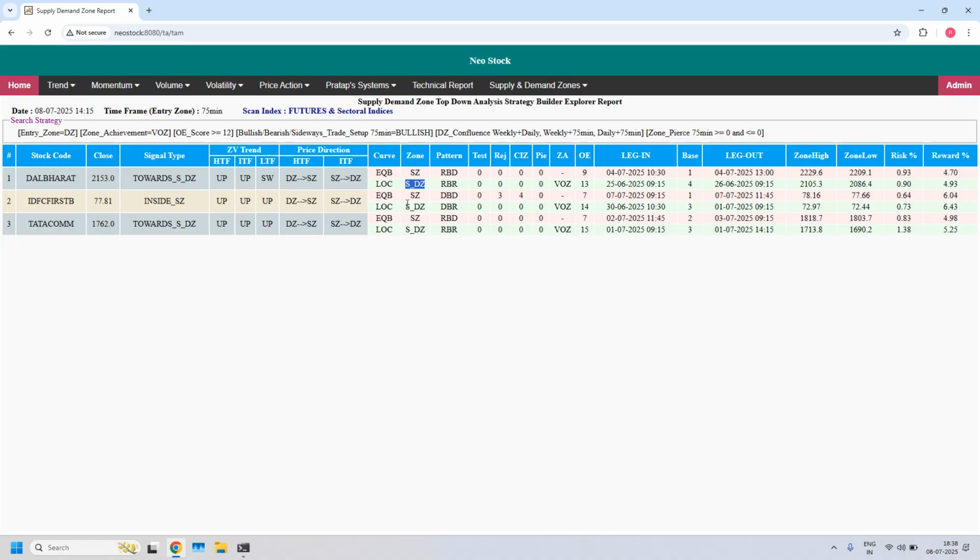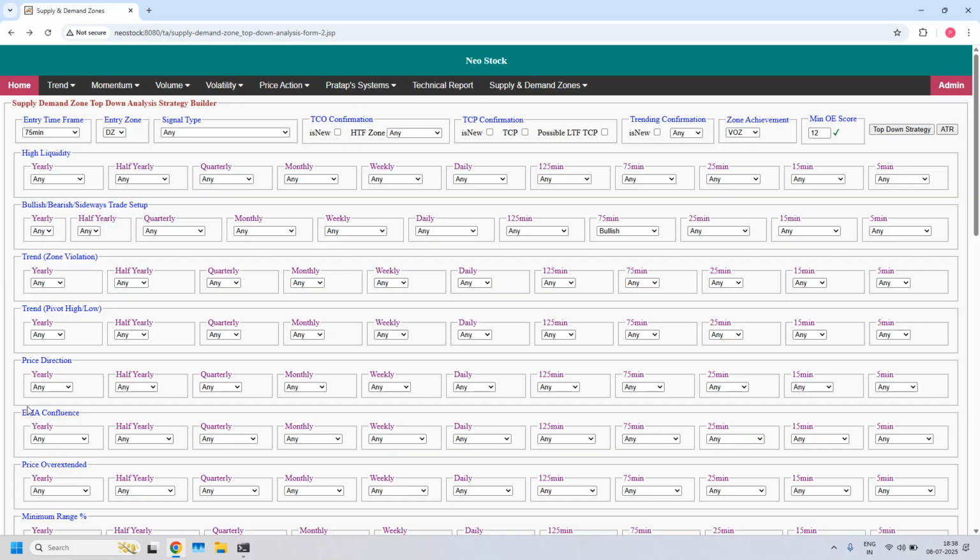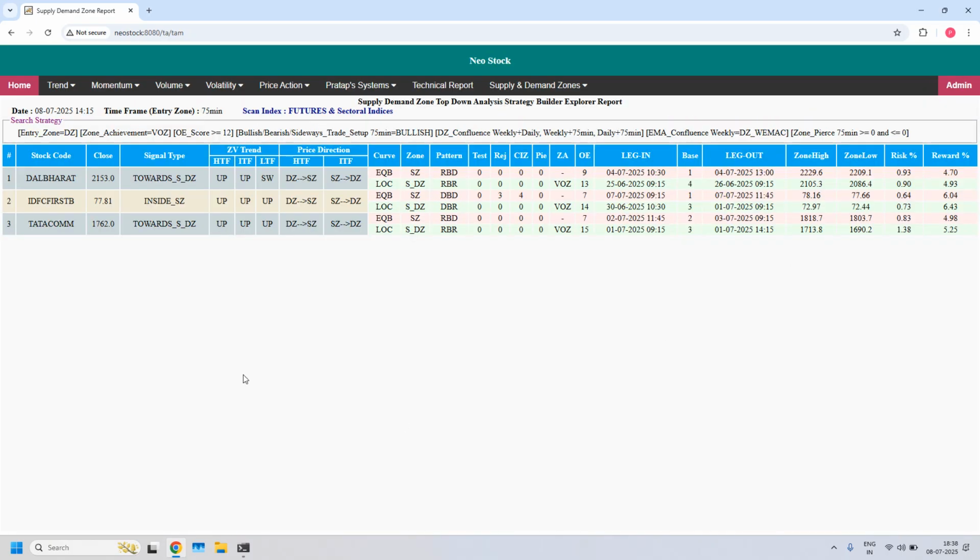So these are the 75 minutes demand zones. And for all these three demand zones, the HTF trend, that is the weekly trend, is uptrend. Because the daily and 75 minutes zones together are part of the weekly trend, which is up. Let's further filter with weekly EMA confluence. Weekly demand zone with weekly EMA confluence. All 3 are filtered. That way these 75 minutes demand zones might be having more high probability to get success, provided the 20 checklist items are satisfied. So this is bullish trade setup for weekly income trade.